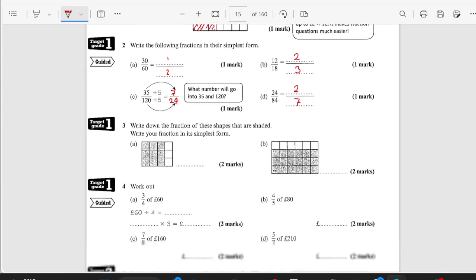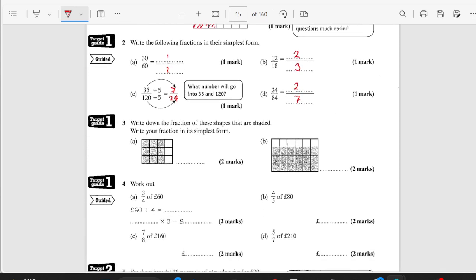Okay, question 3, write down the fraction of the shapes that are shaded. Write your fraction in its simplest form. So I'm going to do this one in columns again. So we've got 3 out of the 4 columns. So the fraction is 3 out of 4. And then for this one, I'm going to do it in terms of rows. So we've got 3 out of the 4 rows. So again, that's going to be 3 over 4.